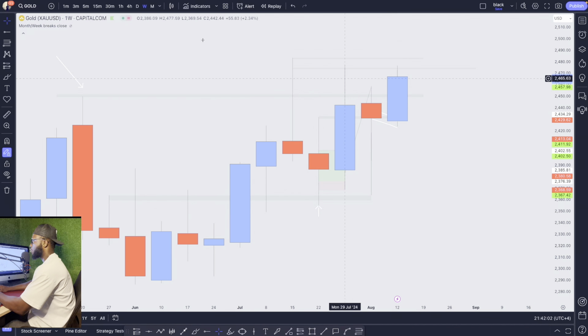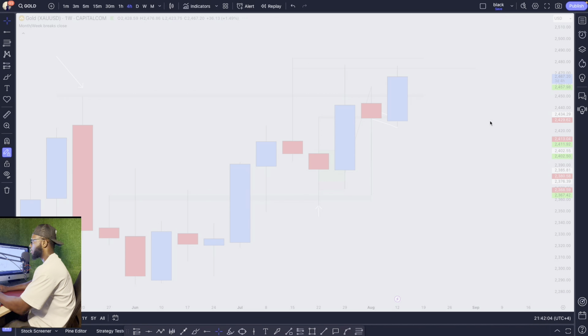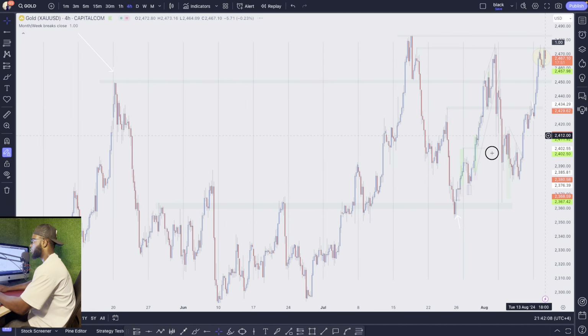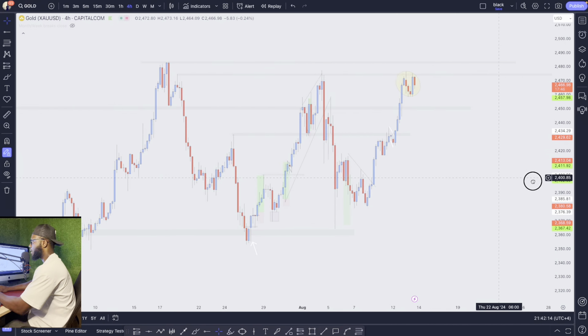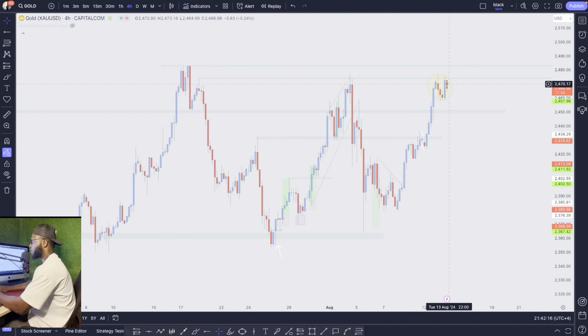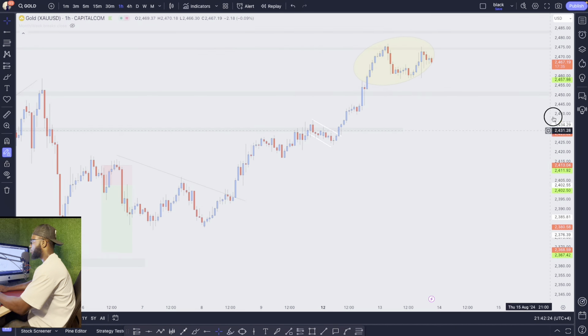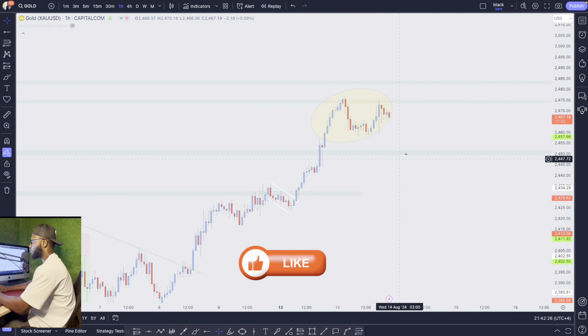So is price going to push to the downside? If price is going to push to the downside, then I just want to see what price will do at these two levels that I have highlighted. This first level, I just want to see what price will do here. If price breaks above, I just want to see what price will do here as well. So these are the few setups that I'm looking at.